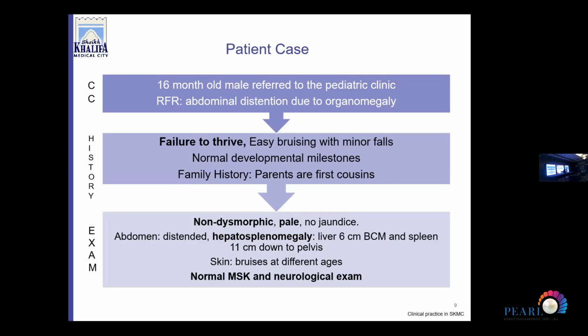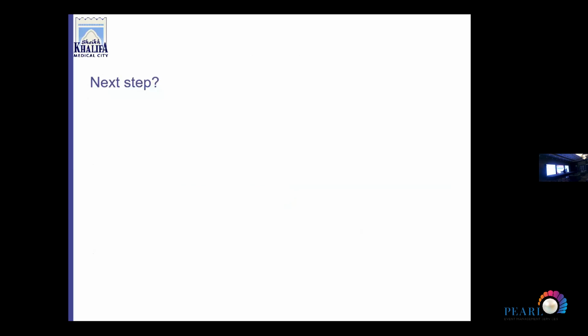So moving on to our patient case. This is just a recap of what I previously presented. So what are the next steps? You do a CBC and you find a hemoglobin of 78, that is normocytic, normochromic, and platelets are also low at 54. So at this stage, you think of Gaucher disease, correct?